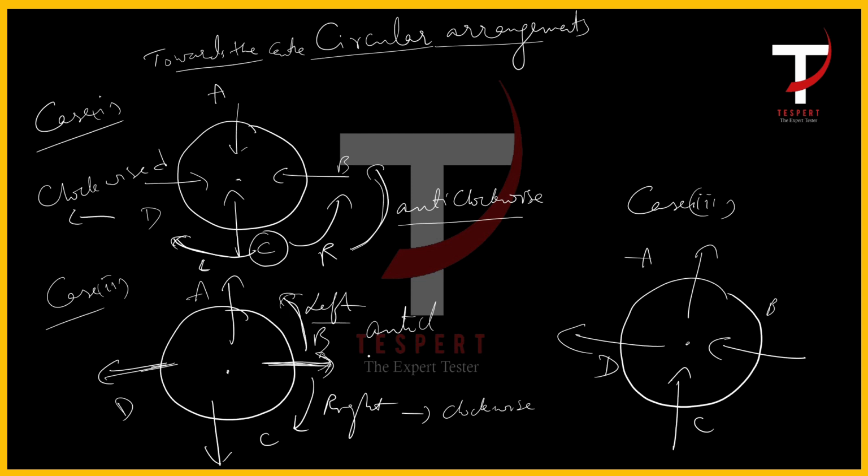anti-clockwise direction. So in case 3 we have a combination of people facing the center and facing away from the center. Some are not facing the center and some are facing the center. In this case A is away from the center, whereas B is towards the center. Who is on the right side of B? A is immediate right to B, and C is immediate left to B.